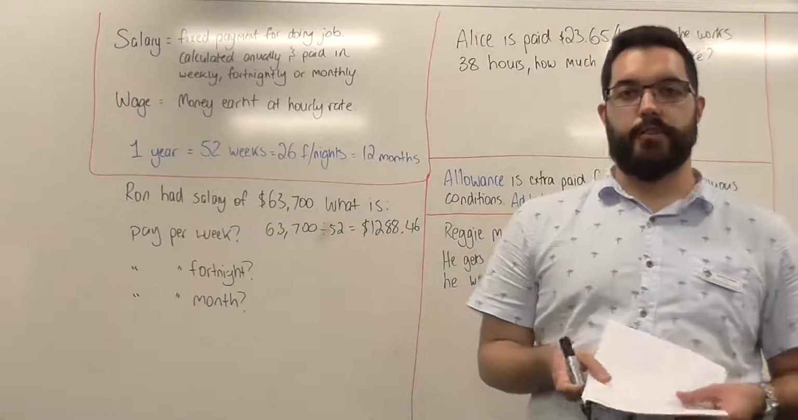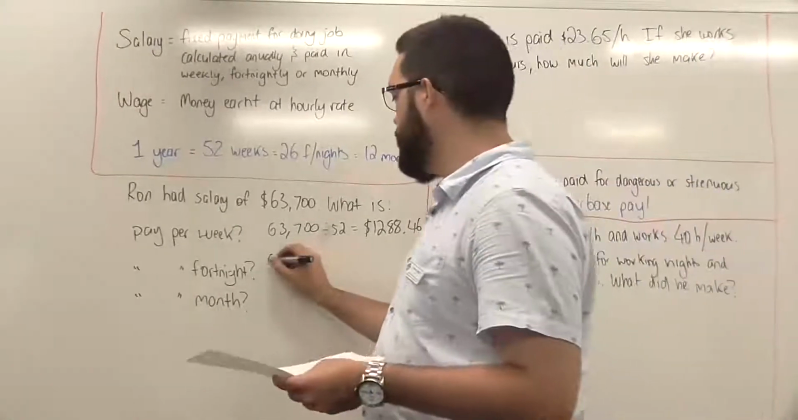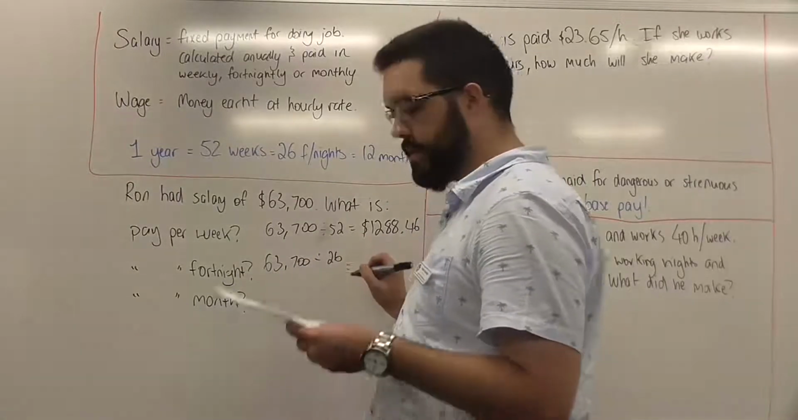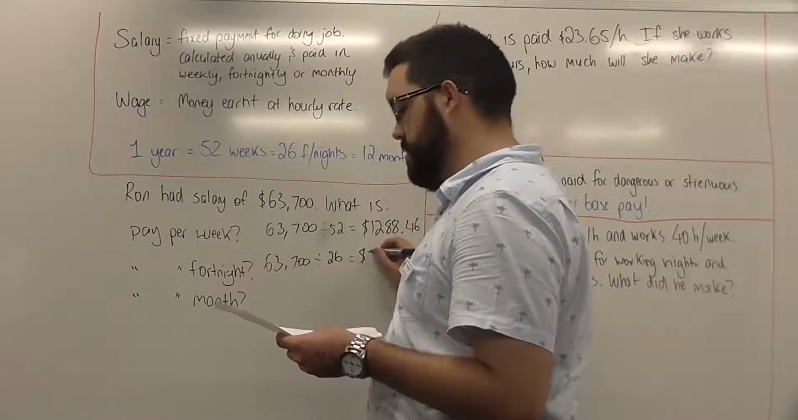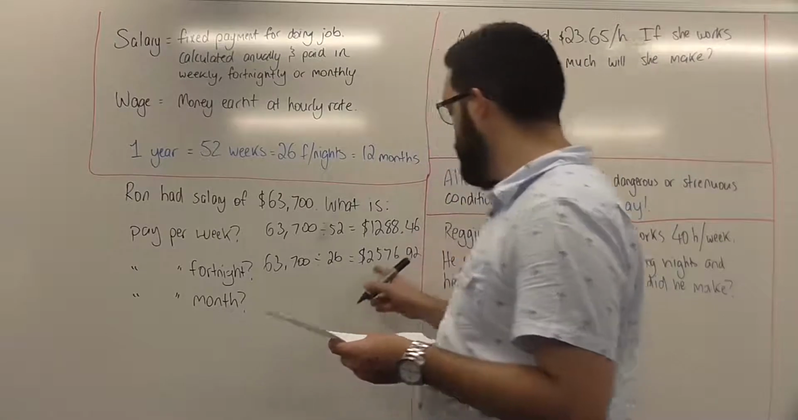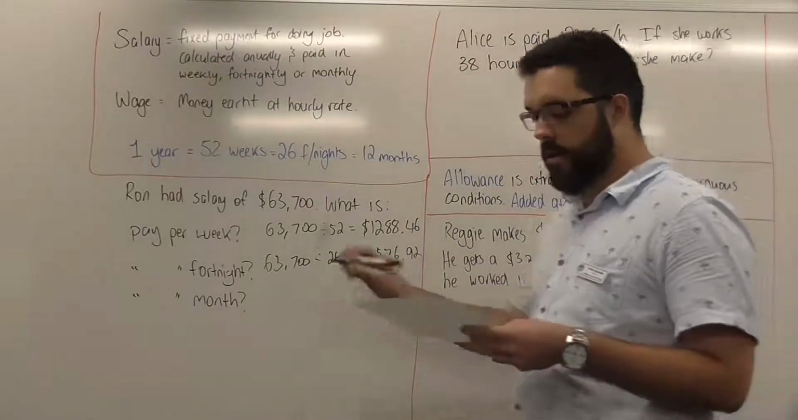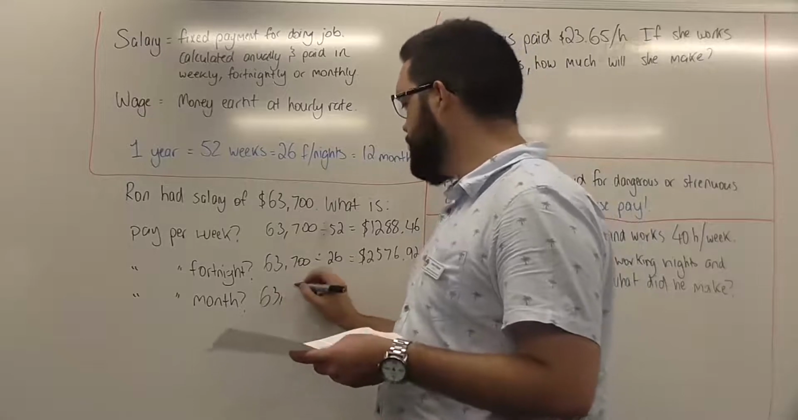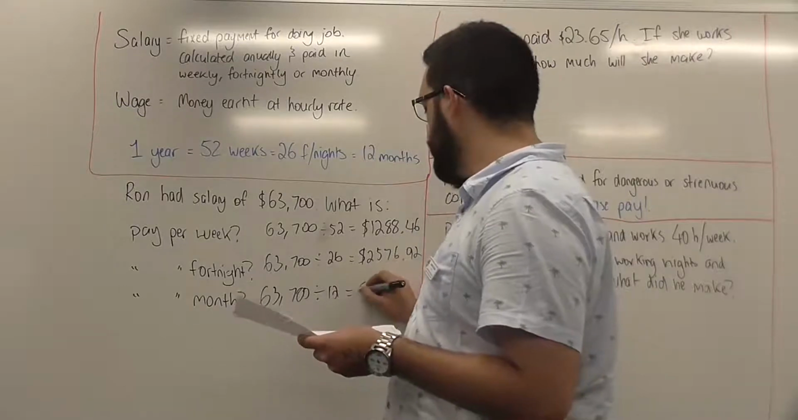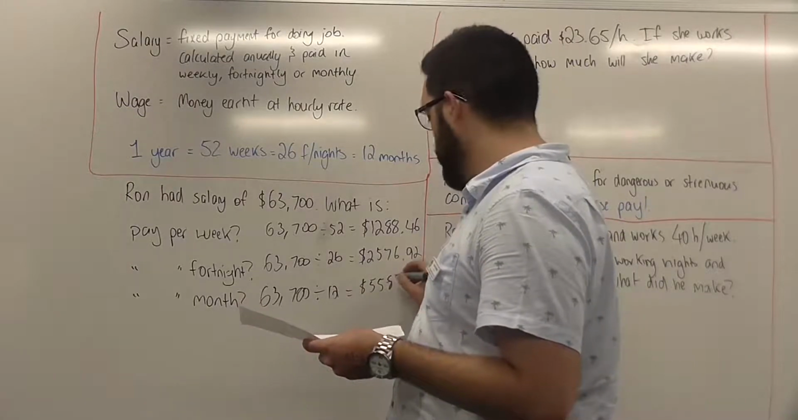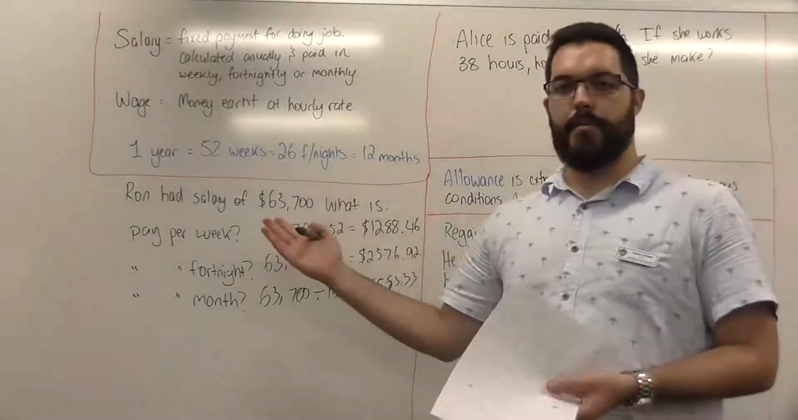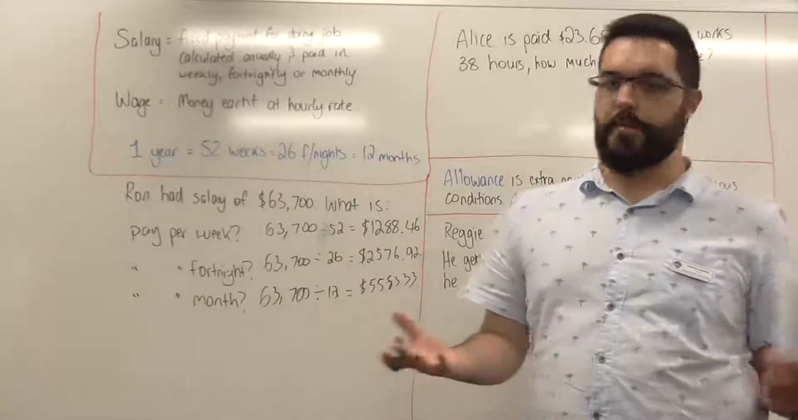We do the same deal for each fortnight and month. So if we look at fortnight, it'd be 63,700 divided by 26, because there's 26 fortnights in a year, which is $2,450, or per month. We do that divided by how many months in a year, which is 12, which equals $5,308.33. So all we're doing is taking our annual payment, dividing it by how long we want to know is being paid for our salary.